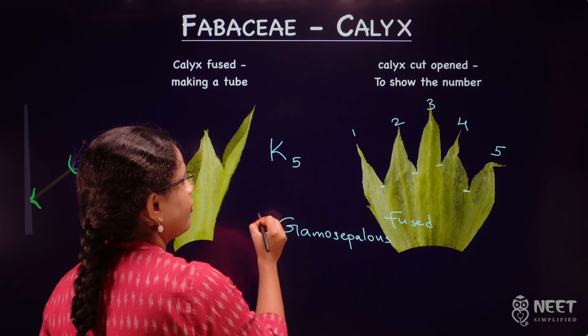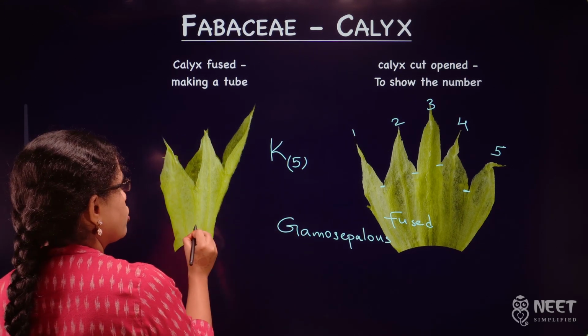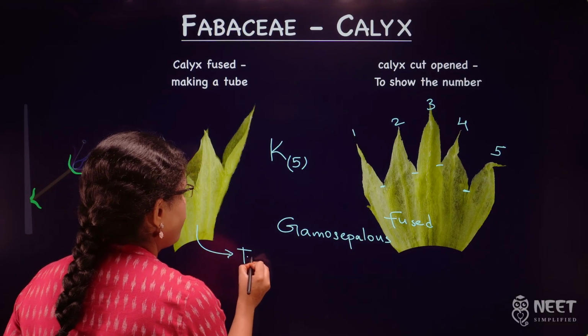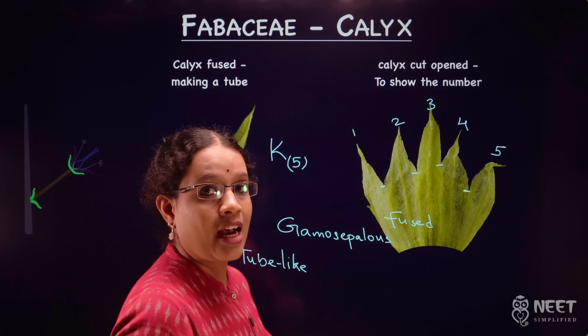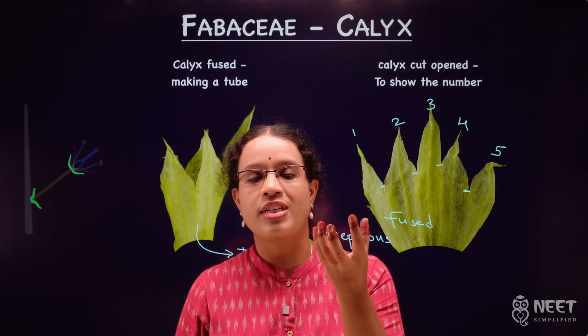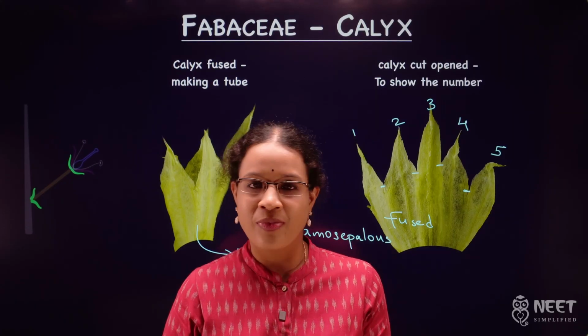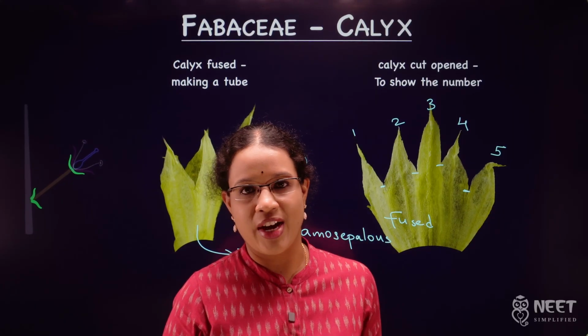We write 5 in number, sepals are 5 and they are fused. And also you will see that they are fusing to form a tube-like structure, just like how we have seen in Malvaceae. So this tube-like structure is going to protect the inner organs. Yes, so gamosepalous calyx is the first feature which we understood now.